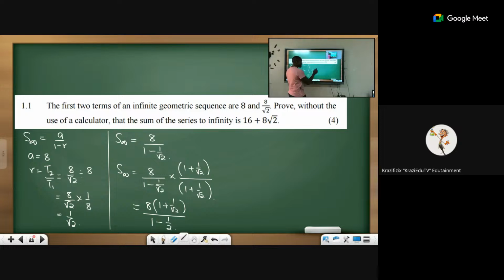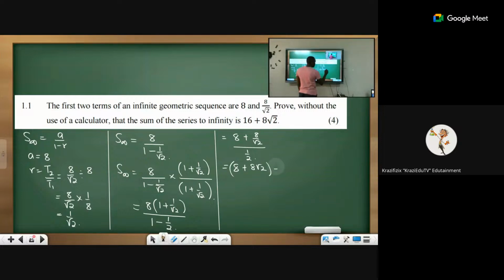You can quickly, secretly use your calculator, but you must know. Let's expand. What do we have? 8 plus, okay, we need to get rid of this. Okay, no, it's fine. What is 1 minus half? That is half. And what does this mean? 8 plus 8 over root 2. We can split this. Wait, they said 16. I don't see my 8 root 2 coming out. Divided by half, this is giving me 16 plus 16 root 2.